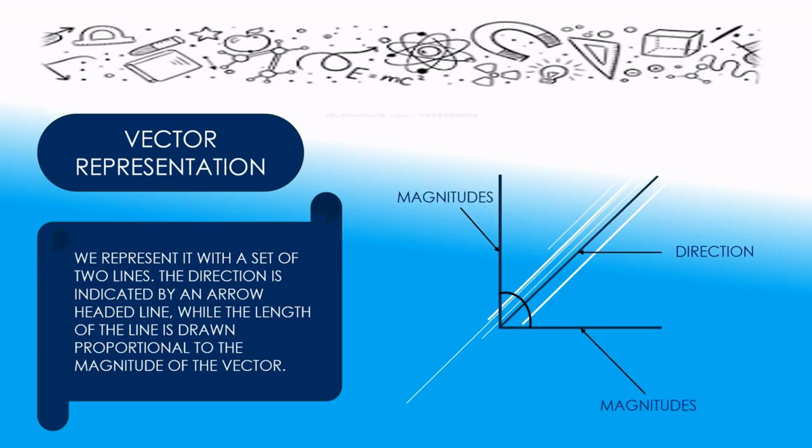But how do you represent vectors? Since vectors consist of only magnitude and direction, we represent it with a set of two lines. The direction is indicated by an arrow-headed line, while the length of the line is drawn proportional to the magnitude of the vector. Take a look at the figure.